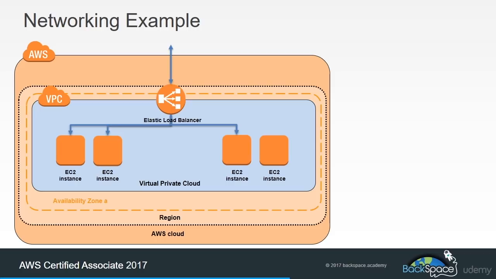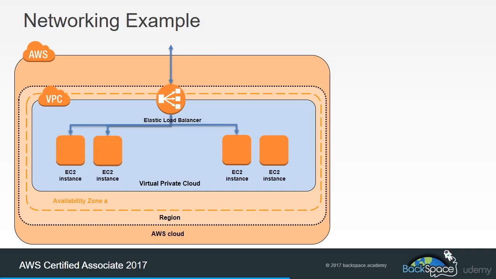So let's have a look at a networking example. There we have our AWS cloud, and within our AWS cloud we have regions. There is a region drawn in there in black, and we've also got availability zones inside of regions. I've just drawn in there an availability zone in the dotted orange line. Inside of that availability zone, we've created a virtual private cloud, or a VPC, located there in blue. And inside of our VPC, we've got an Elastic Load Balancer, which is distributing requests from the outside through to our EC2 instances.